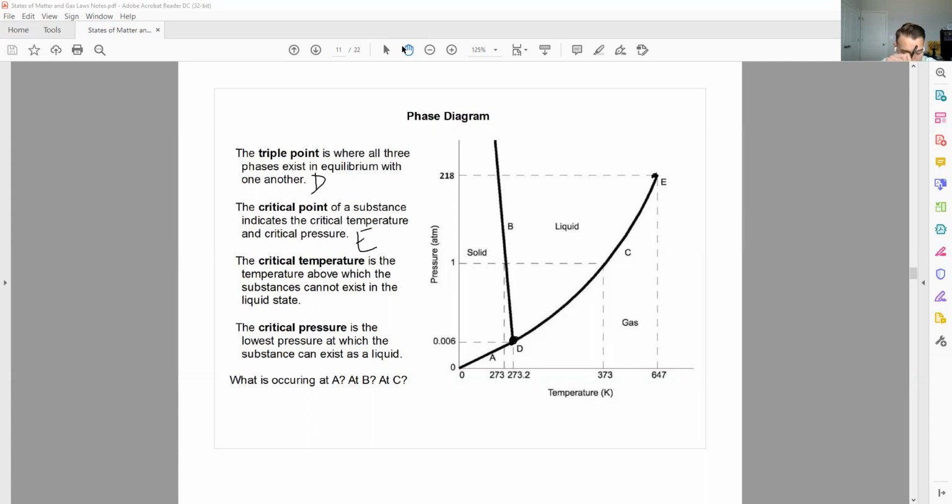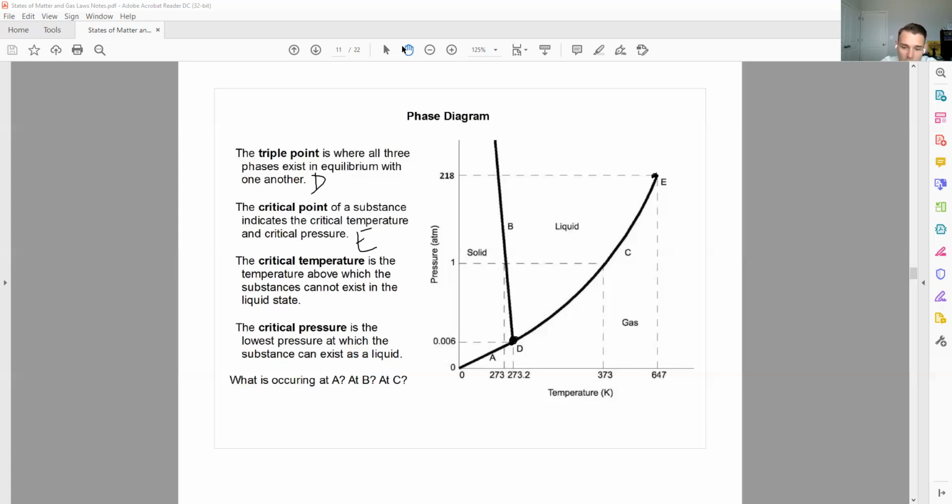It indicates the critical temperature and the critical pressure. What do those terms mean? Just some vocabulary terms. The critical temperature is a temperature above which the substance cannot exist in the liquid state. It's too hot, it can only be a gas. Critical pressure is the lowest pressure the substance can exist as a liquid. If the pressure is any lower, then it has to be a solid. Oh, I'm sorry. If the pressure is any higher, it has to be a gas.